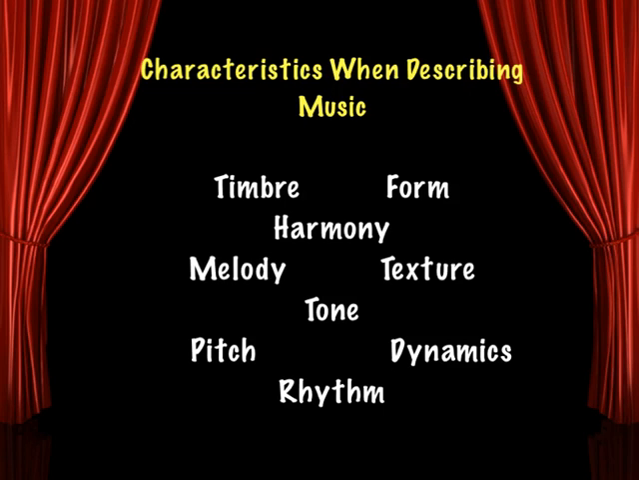So as we are listening to music that either someone else performed or that we performed ourselves, we can use these characteristics to describe that music or that performance. We describe its timbre, form, harmony, melody, texture, tone, pitch, dynamics, and rhythm. We can describe whether they were good or they were bad. And with texture, we're just describing what is happening in the music.